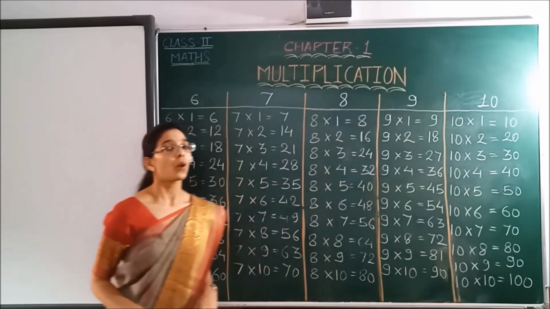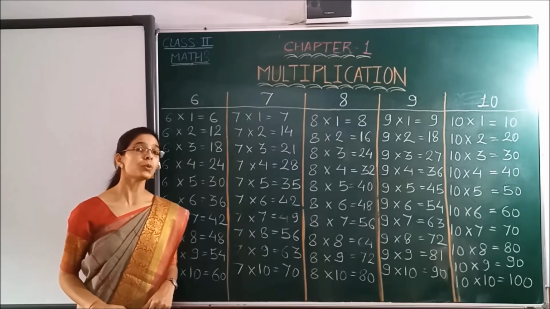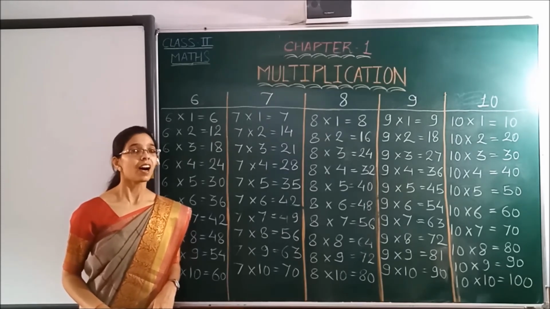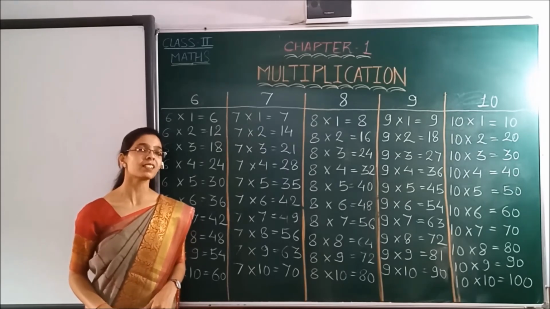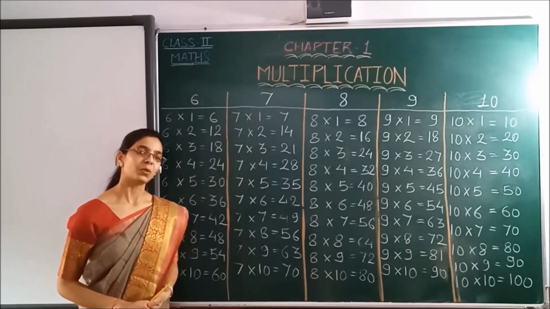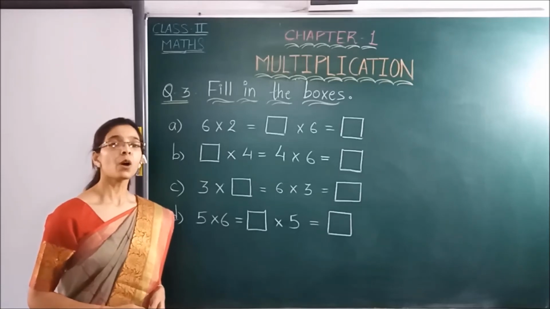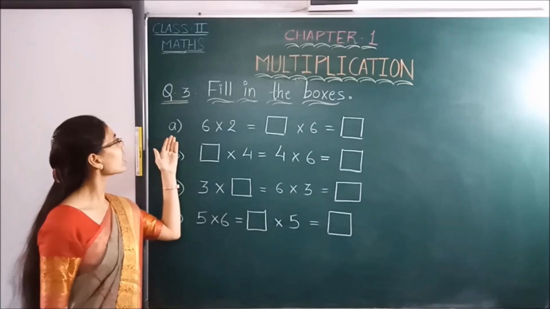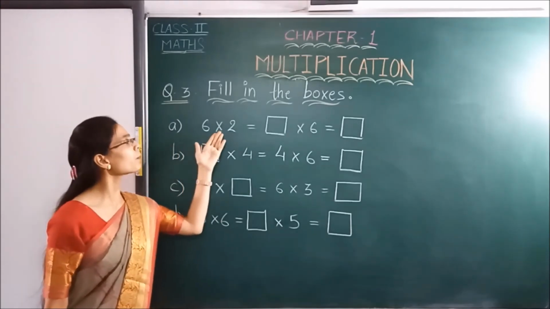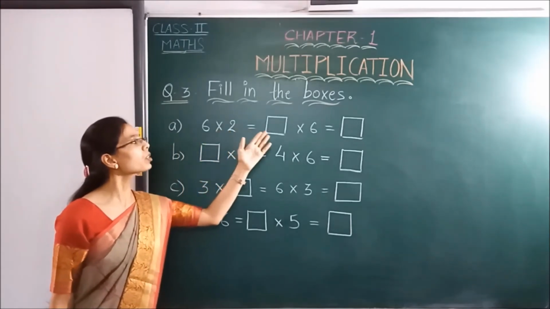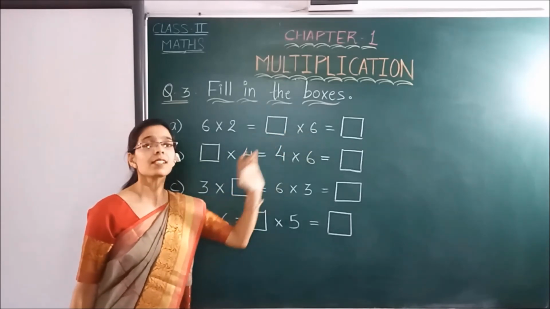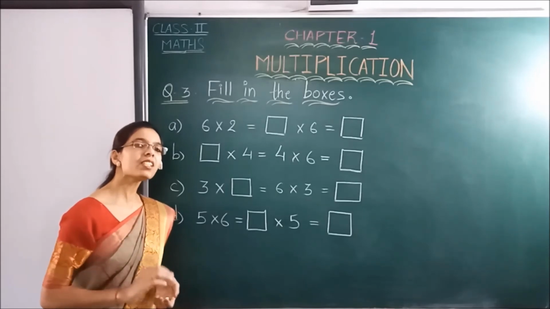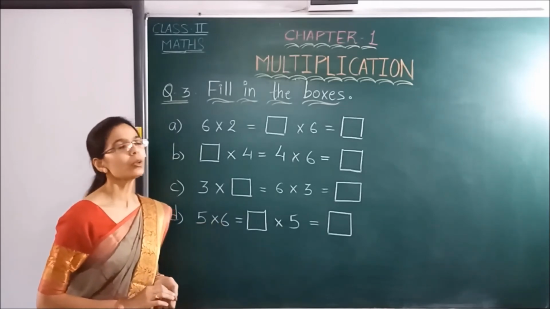Now children, for multiplication, you have to learn tables from 2 to 10 by heart so that you can do multiplication sums easily. Okay? Now question number 3, fill in the boxes. Okay, look at here. A. 6 multiplied by 2 is equal to dash multiplied by 6. Children, you have to remember multiplication facts. On the basis of that, we have to do these.